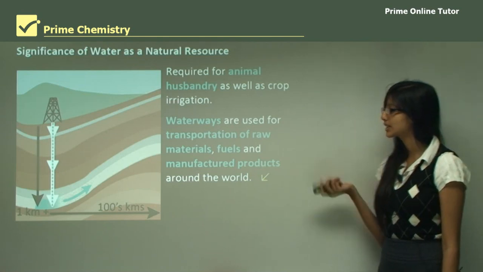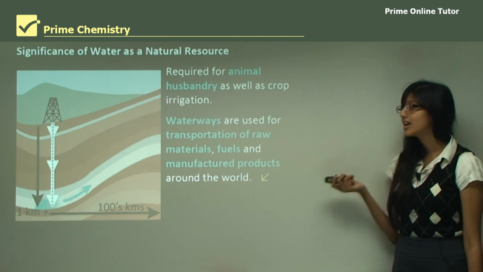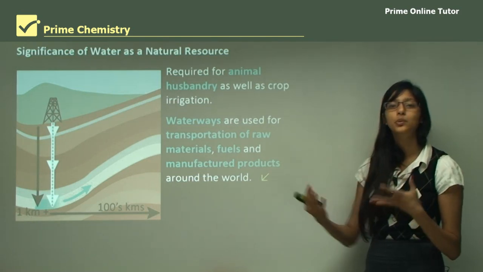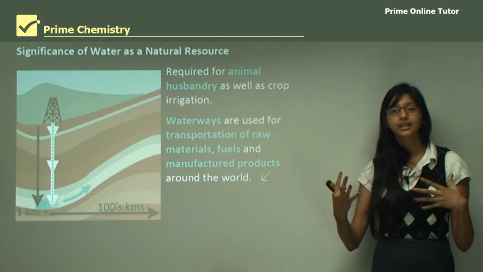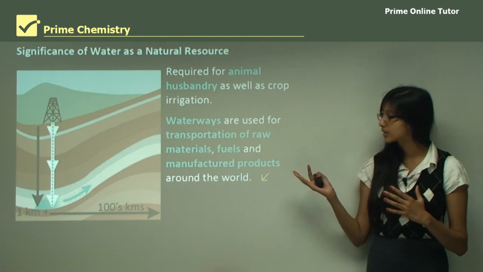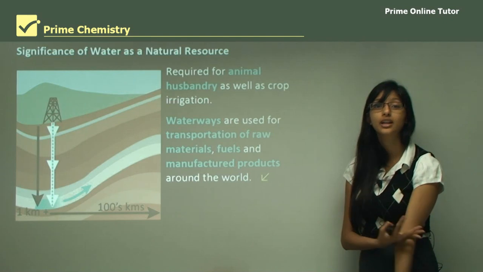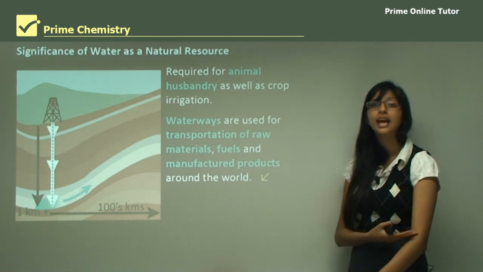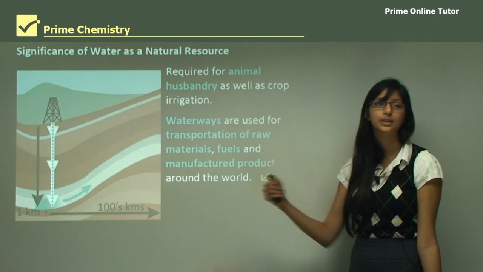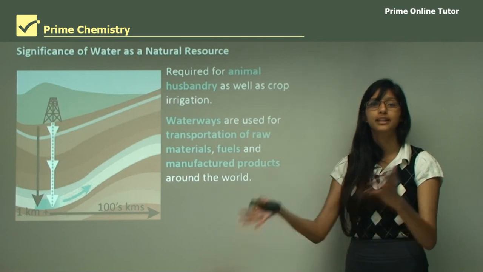Waterways are used for transportation of raw materials, fuels, manufactured products around the world. So again, we can use water as a transport medium because we can use ships and other vehicles to travel on water and take the materials from one place to another. So not only do we use water for industrial processes and for drinking and recreational uses, we can also use water as a transport medium. So it also helps us to go from one place to another.